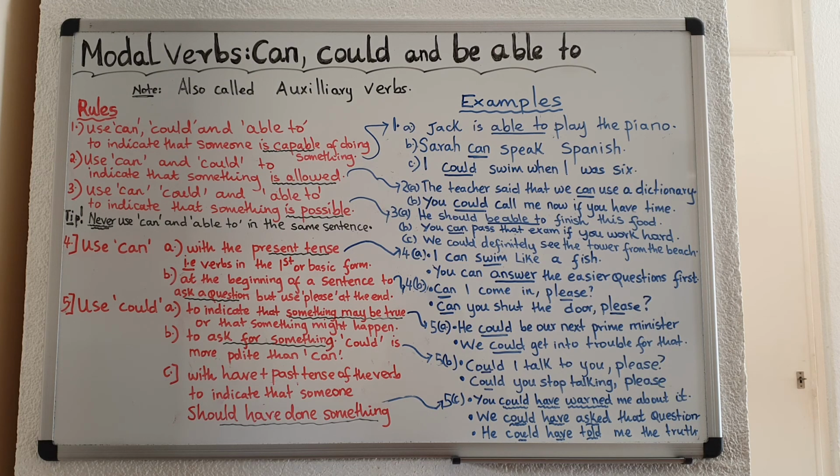Look at the last example. He could have told me the truth. So maybe you realize that your friend has been lying about something. Then you can say, he could have told me the truth. So he should have told you the truth. Okay? In all those three examples, we are using could plus have plus the past tense of the verb.